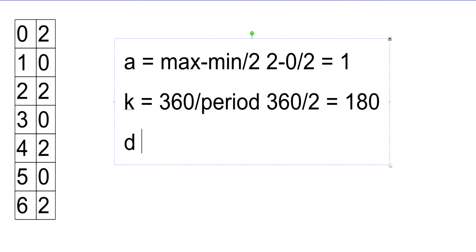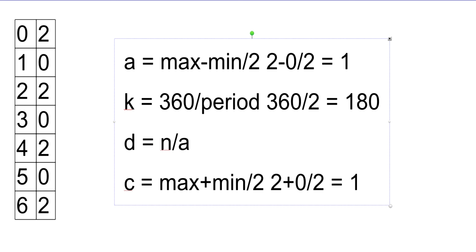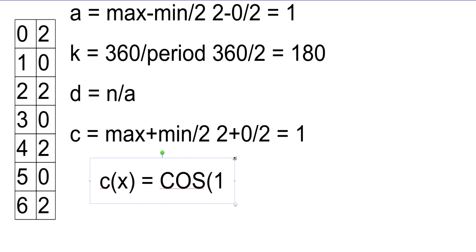From before, our d value for the cosine function is not available. And finally, our c value. Our c value is our axis of curve, so that is max plus min divided by 2. So 2 plus 0 divided by 2 is equal to 1. Now we plug those values into our cosine equation, and we'll get 1 cosine, but 1 means that it will still be cosine. So cosine bracket 180x plus 1.